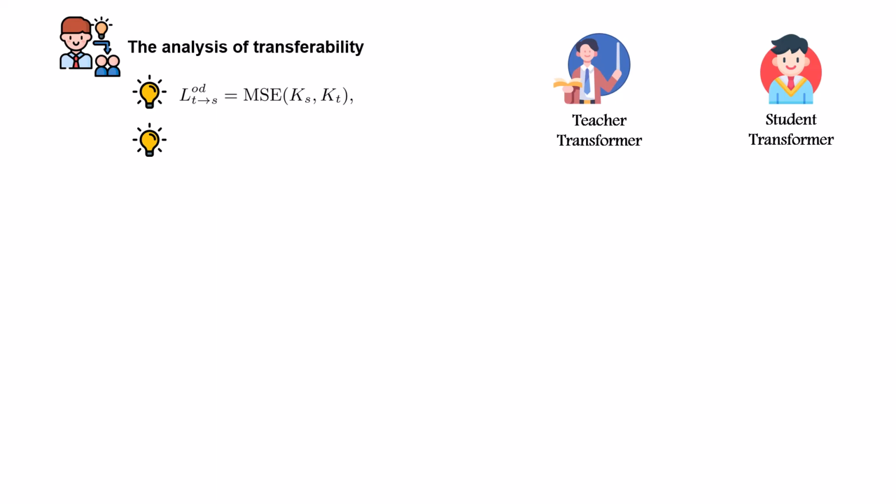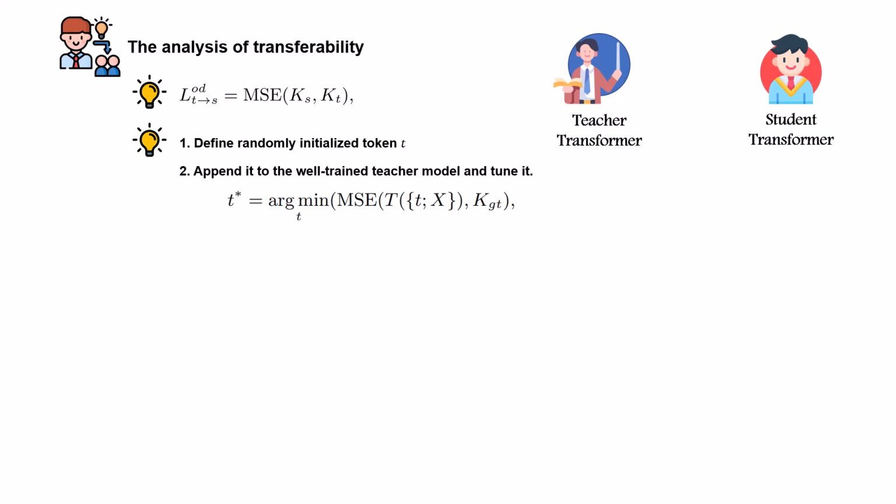And in this technique, here is what we do. We define a randomly initialized token T, and we append it to a well-trained teacher model and tune it. So we have a teacher model already available, already trained, and we append this token as an additional input token. And we make all the parameters of this teacher transformer frozen except this token that we added at the first. So we want to only change the values of this parameter that we added as the input, and this is the formula that shows what is done.